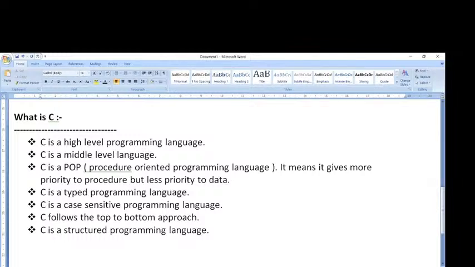Now, how to write a sample C program? Note down these points.